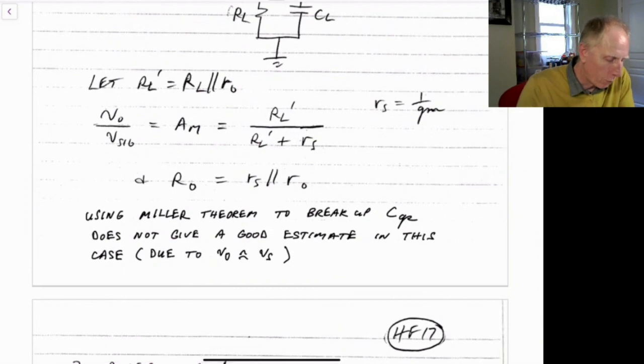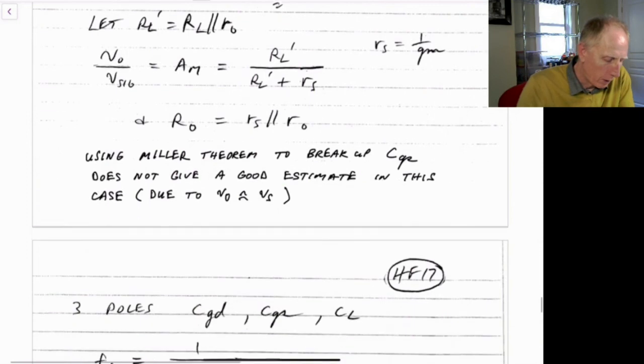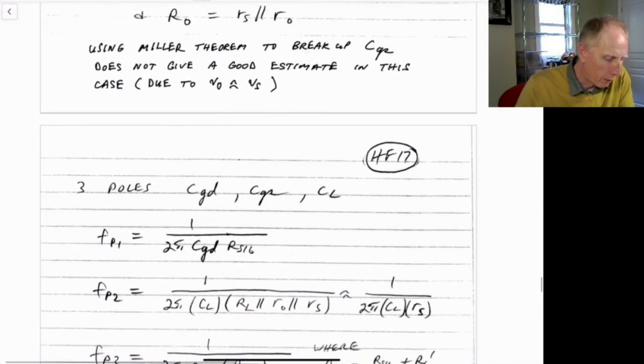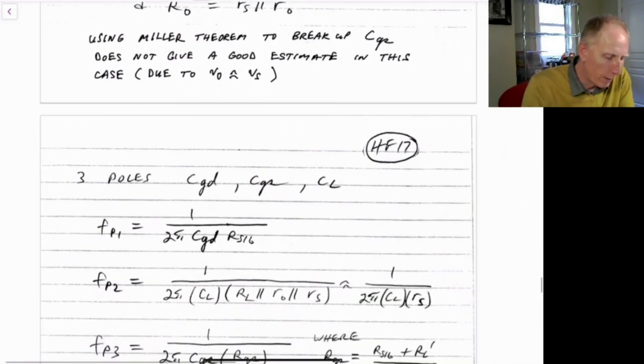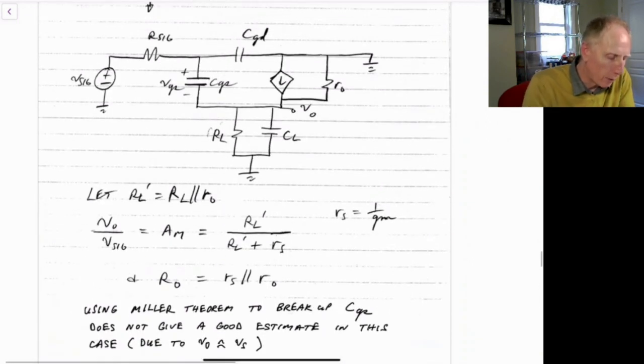So this just talks about what I was mentioning. The Miller theorem tends not to give a good estimate in this case because we have V out approximately equal to V sub S. So we have these three poles due to the three different capacitors, C gate to drain, gate to source, and CL. Let's talk about the most troubling one, which was the C gate to source here.